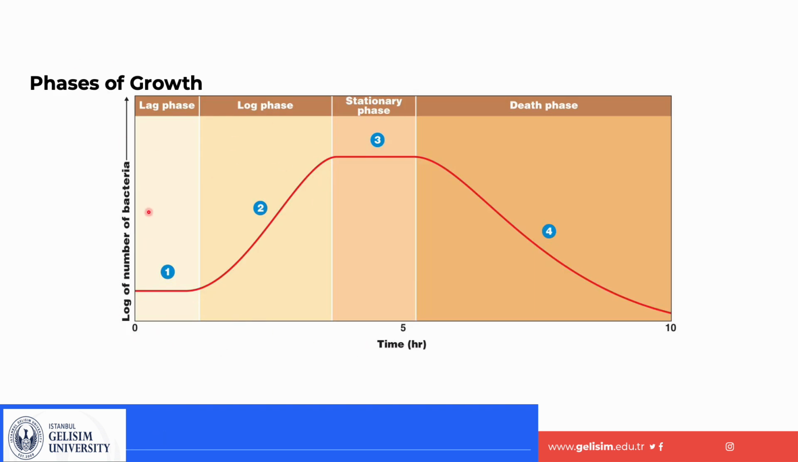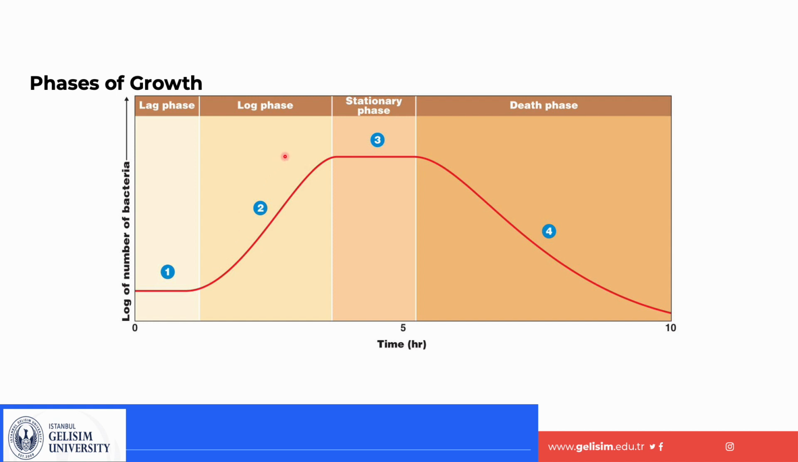Over here we have the y-axis, which shows the number of bacteria, and the x-axis, which shows time. So number one, over here, this is the lag phase. You can see there's nothing going on. Everything's pretty much stationary. The number of cells being produced is low, and the number of cells that are dying is more or less the same. So again, we have a flat line going across the x-axis.